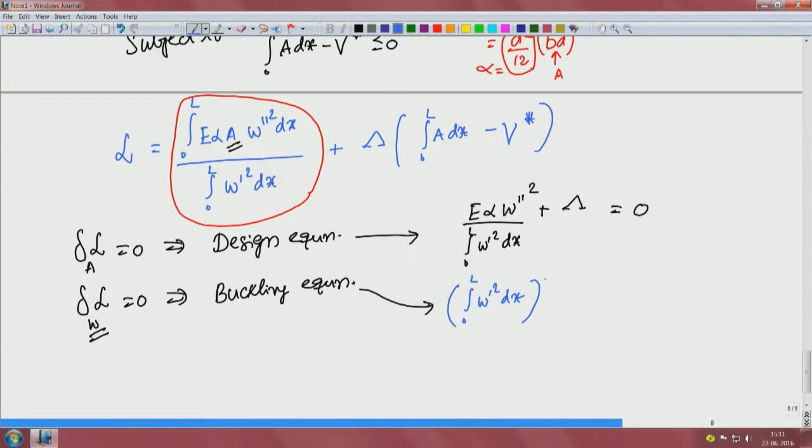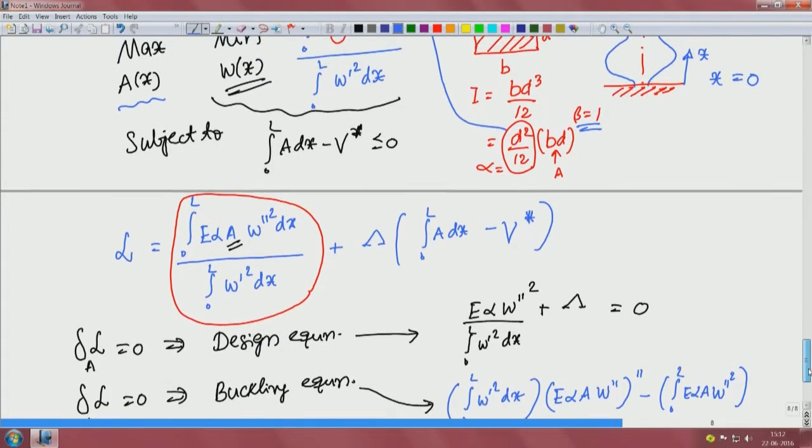into the variation of the first part, that will be E alpha A W double prime, since there will be a double prime also, d square by dx square, that we will have for the numerator. Then minus, there will be the integral from 0 to L of E alpha A W double prime square here, and then in the denominator we do not have A.